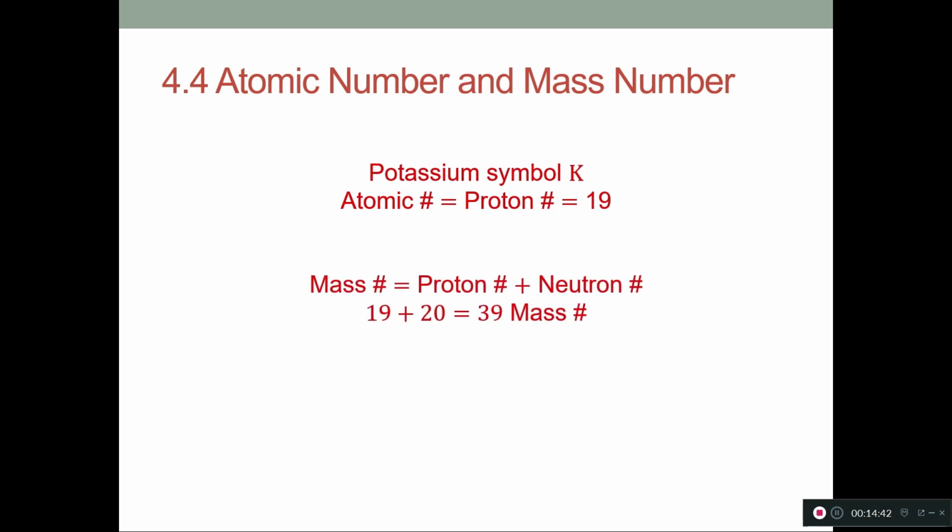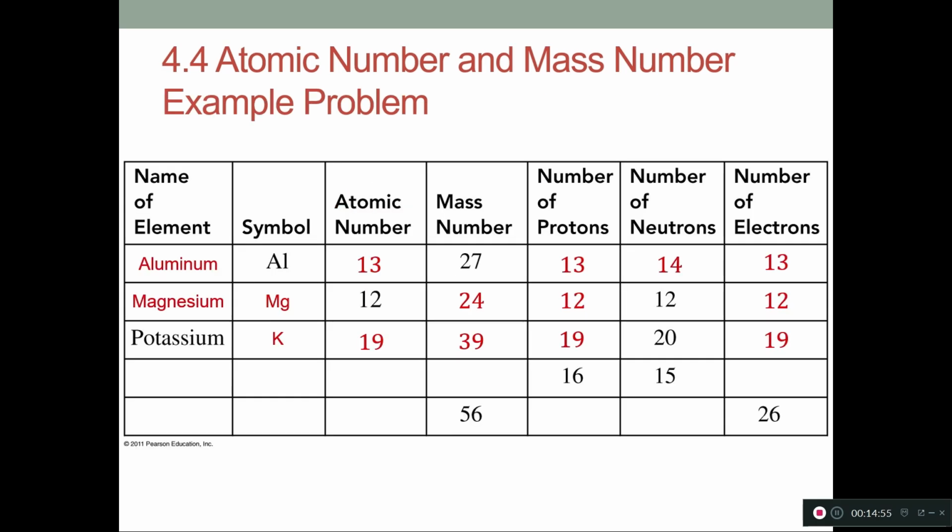And so to get the mass number, we take the number of protons plus the number of neutrons, and so that gives us 39 for the mass number. Then again, we're assuming neutral, so the number of electrons is also 19. So we can fill this in on the table.